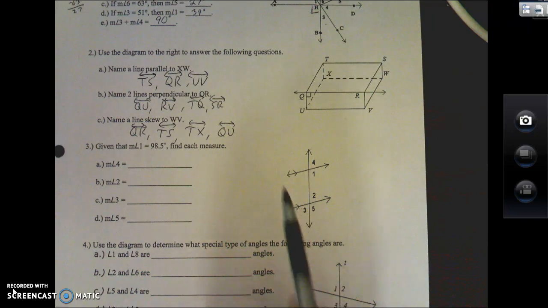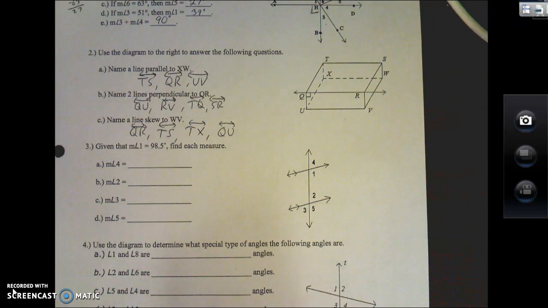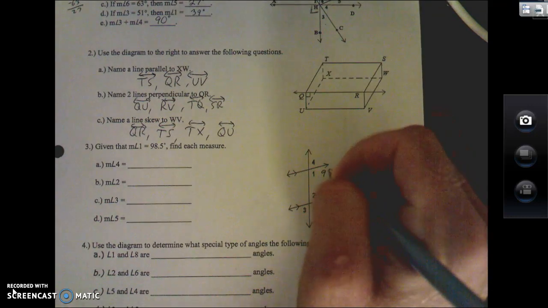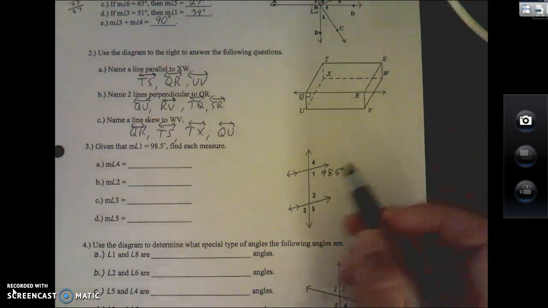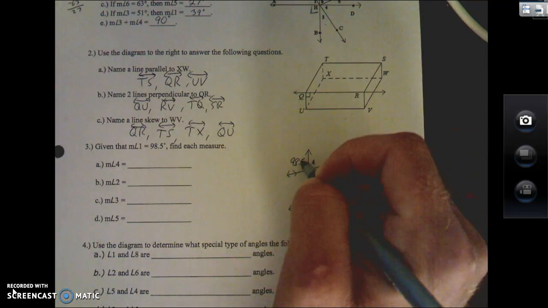Okay. Now, scrolling down a little bit. Here's a picture. Okay, we've got 2 lines cut by a transversal. The little arrows here mean they're parallel. So we're going to label what they give us. 98.5 for angle 1. Okay. Directly across from it is also 98.5.